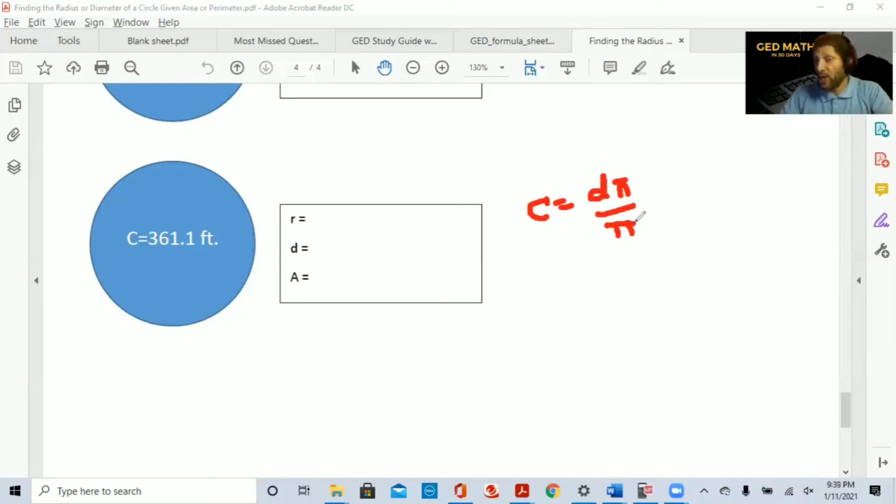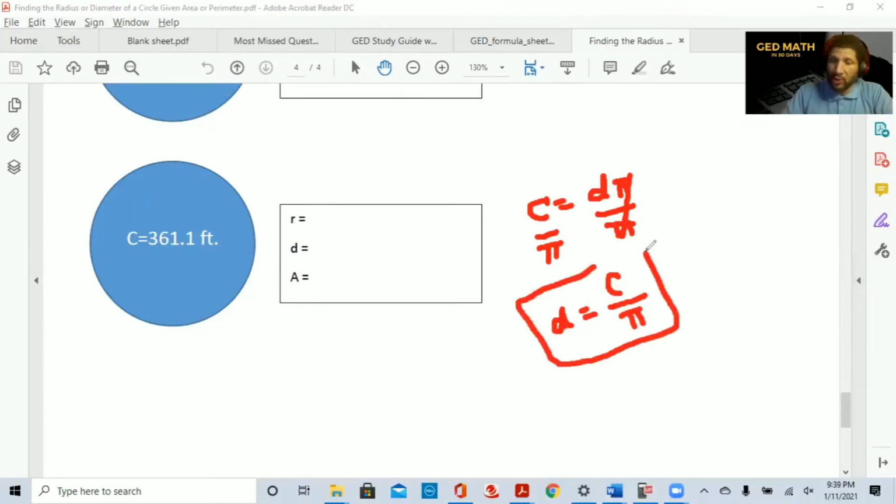Because we want the equation to be balanced, whatever you do on one side, you do on the other. The pi's on the right side cancel. You're now going to have d is equal to the circumference divided by pi. Again, this is not on your formula sheet, but those are the two formulas I would recommend you commit to memory. Because watch how easy this problem is.